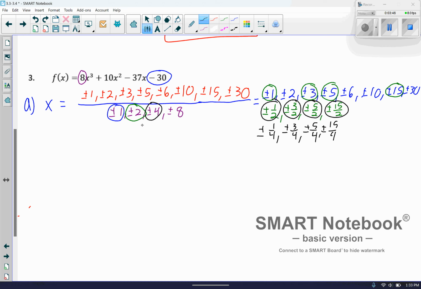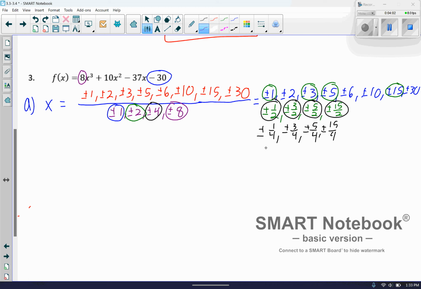Okay, I know this is pretty tedious. When we actually start doing the synthetic division, we're only going to work with the whole numbers. You could work with the fractions if you really wanted to, but I wouldn't recommend it. So let's see, we've got one more we need to do here, 8.